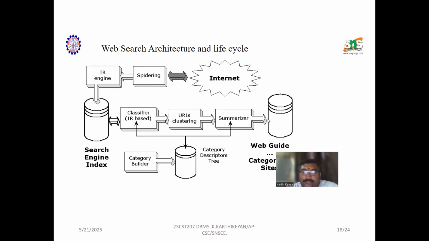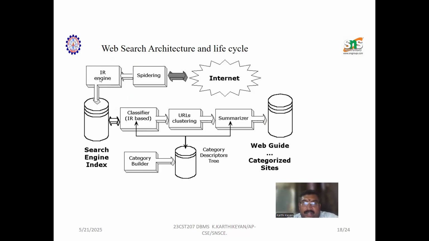This is the web search architecture. First, the IR engine, spidering, and the internet. Then classifier and URL clustering, summarizer, web guide, category builders, category description tree, and search engine index. Once I have received the query from my web user, I use the spider and go to the IR engine. The IR engine verifies the search engine index based on the classifier, URL clustering, and summarizer, and shows my area. The results are returned back to my customer sites.